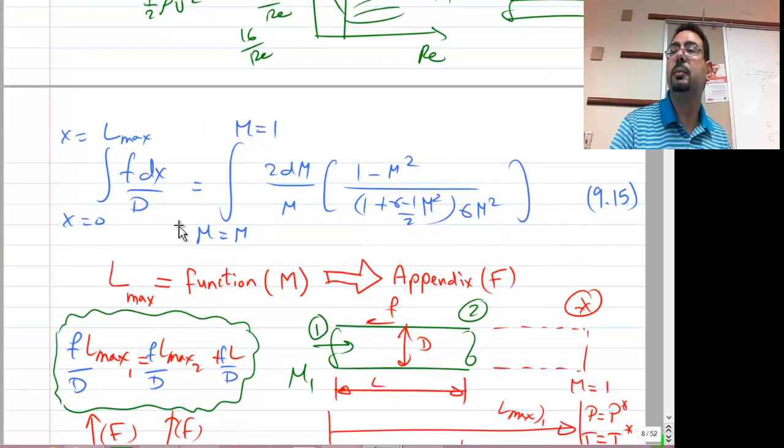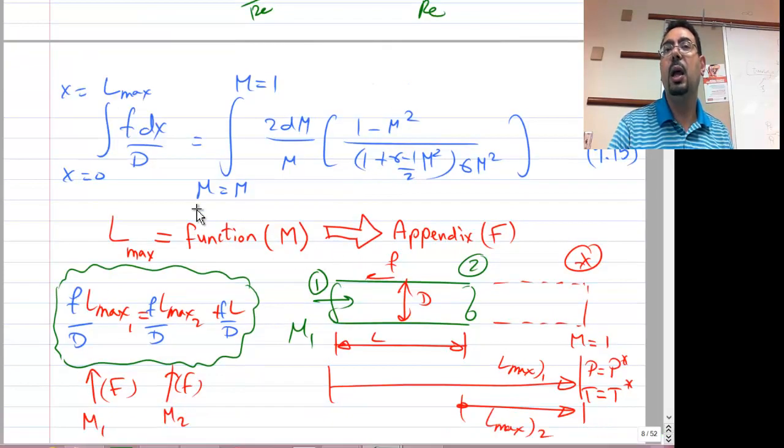Okay? Yeah, that's an excellent problem for the final, the numerical. You know, we can give them this and tell them to integrate using Simpson's method. Right. So f dx over D, and basically this is a function of distance, and this is a function of M, right? And so obviously the length you need for Mach to reach Mach 1 is basically the result of that integration. And that's what they put in appendix F.